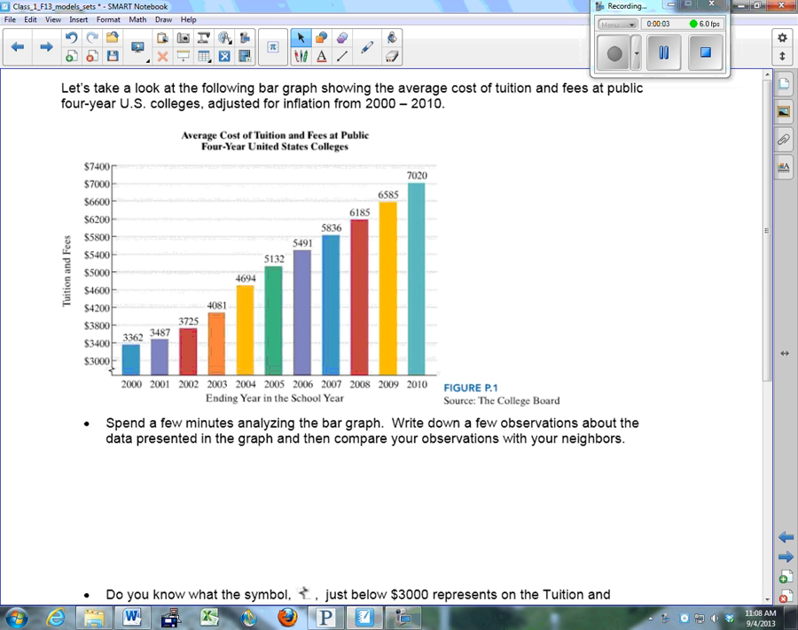So I want you to take 5 minutes, look over this graph, read everything about it, write down a few observations, and then after you've had a chance to reflect on it yourself and write down a few thoughts, compare it with some folks at your table, and we'll talk about it in about 4 or 5 minutes.